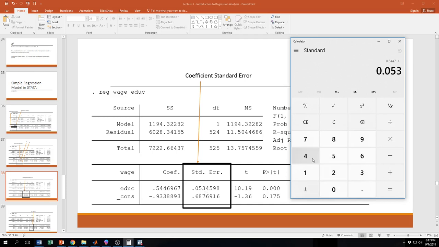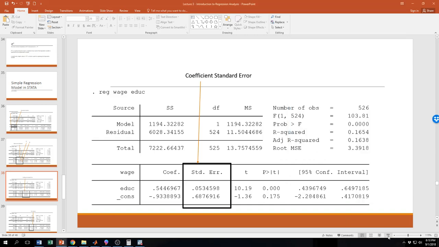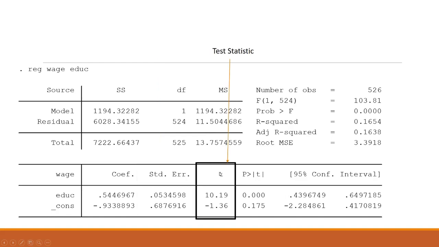Okay, let's round it up to 5. That equals 10.18. All right, that's 10.18. That is our t-statistic for beta 1. Let's look at our Stata output. All right, next column. Stata gives us our t-statistic, so we don't have to calculate it.